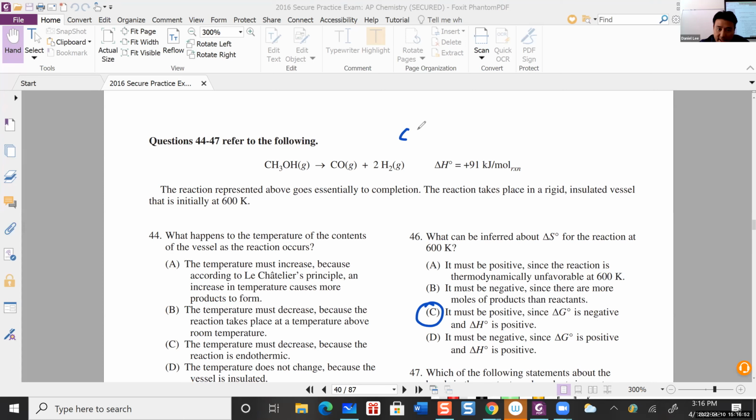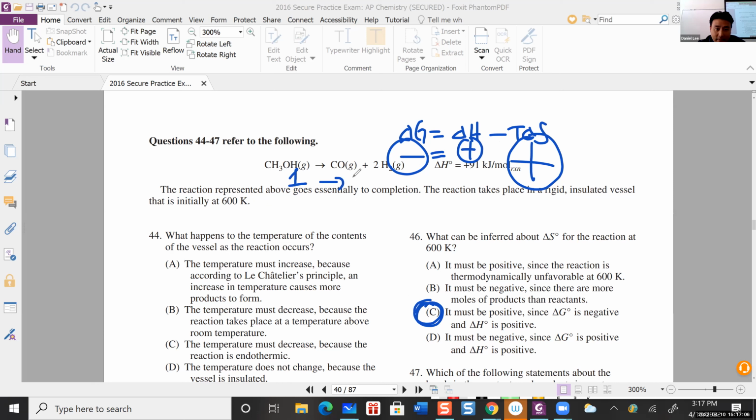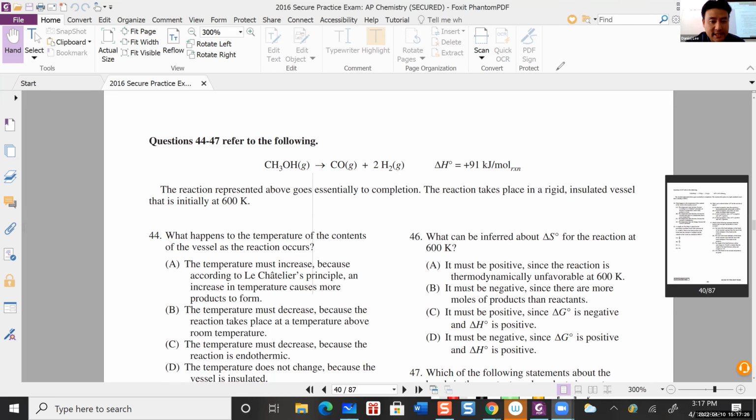So your delta G is delta H minus T delta S. H is positive, G is negative, so there's no choice. S must be positive. That's the only way you can get negative G, okay? And we also said that one gas becomes three gases. So there's different ways to explain why they chose to use delta G. If S is negative, G has to be positive, non-spontaneous. That's not the case here. G is negative, spontaneous, because the reaction essentially goes to completion. So 46 is C, easy.